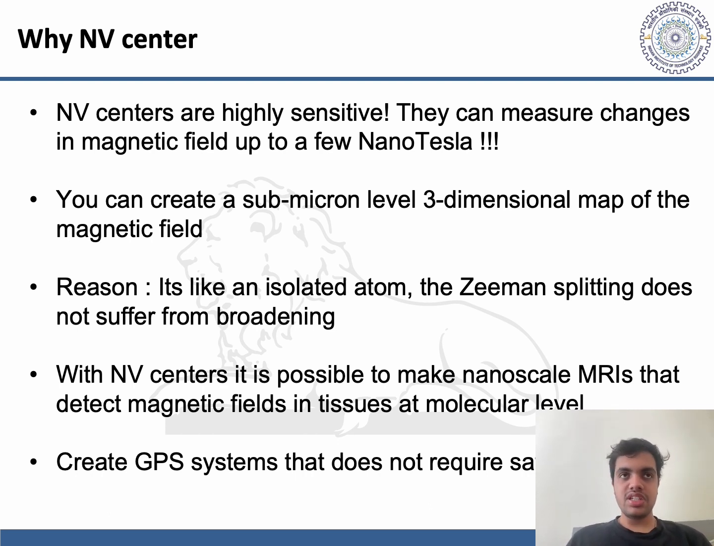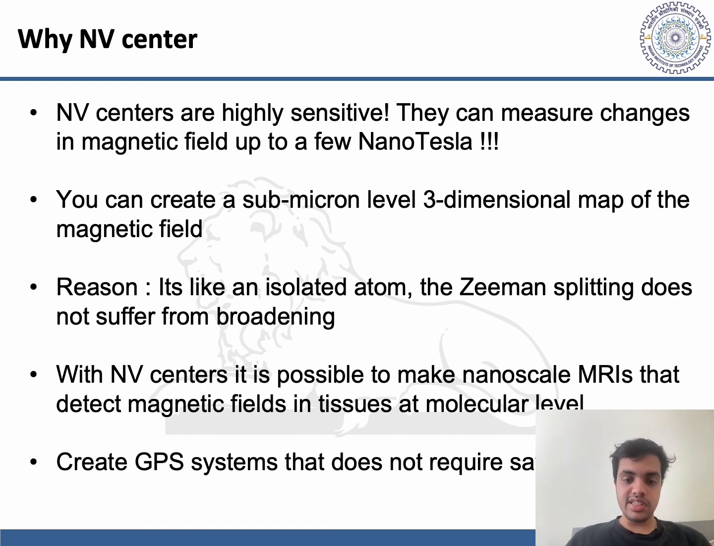The reason why an NV center works is the fact that it is like an isolated atom, right? This Zeeman splitting has existed for more than 100 years, and people have known about it, but they haven't been able to use it, because if you have a real atom or an atomic system, then there is broadening in the system. Atoms are interacting with other atoms around them, and because of these interactions, the transitions would get broadened. But over here, the fluorescence peaks and the transitions do not get broadened at all, and they give you very precise values with existing technology, and that is why NV centers are so sensitive to magnetic fields.